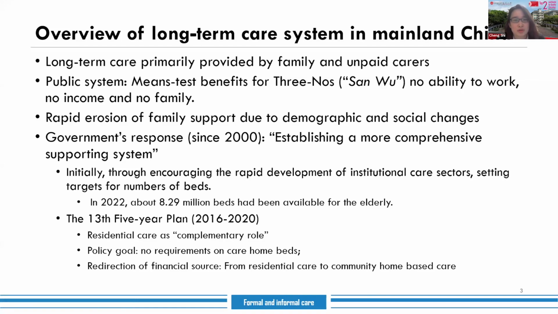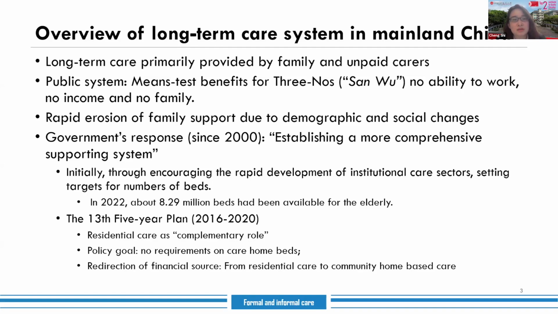It's designed for the 3 nodes. So who are the 3 nodes? They are the people who have no ability to work, no income, and no families. And at the same time, due to the demographic and social changes in recent years, we can expect that the family support system in mainland China is eroding.